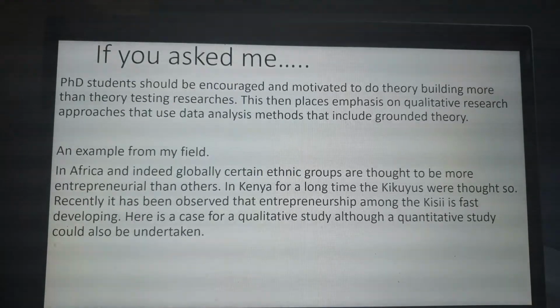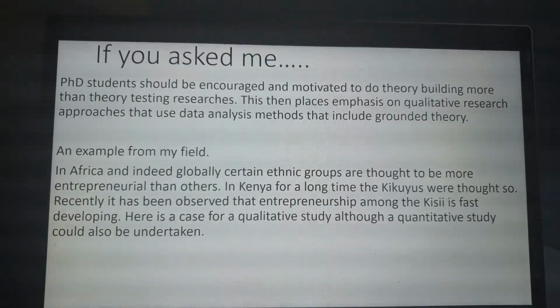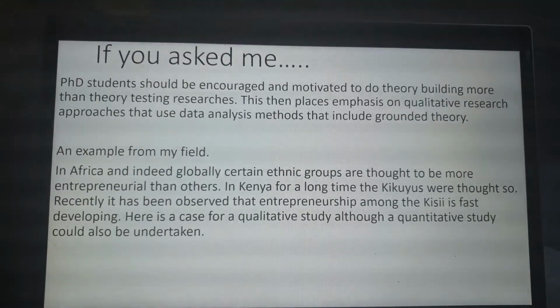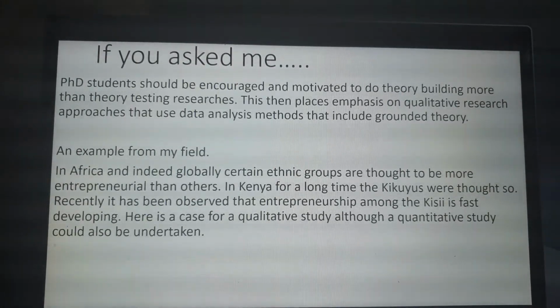In Africa, and indeed globally, certain ethnic groups are thought to be more entrepreneurial than others in their respective countries. In Kenya, for a long time, the Kikuyus were thought so. But recently, it has been observed that entrepreneurship among the Kisii is fast developing. Here is a case for a qualitative study, although a quantitative study could also be undertaken.